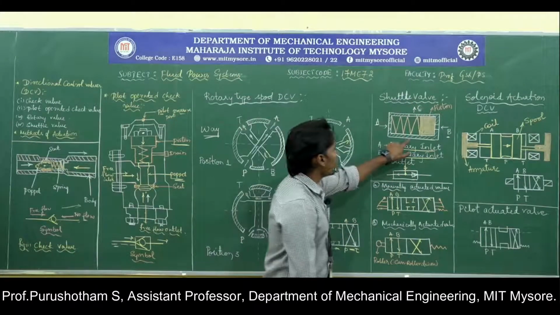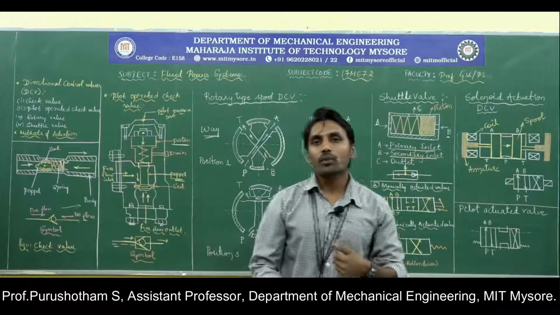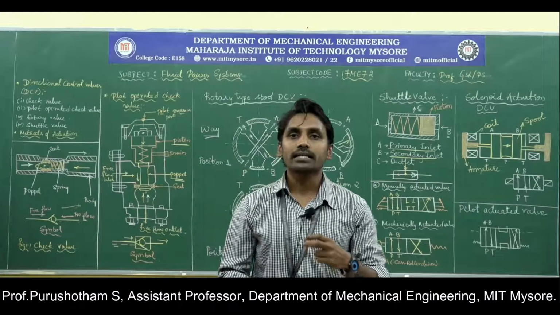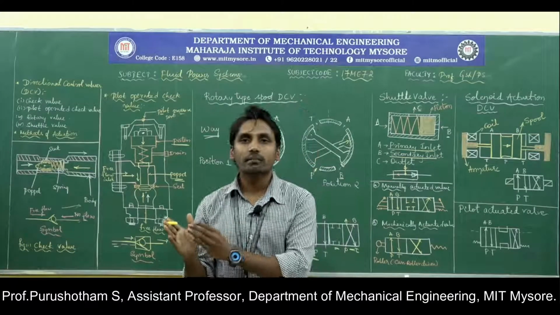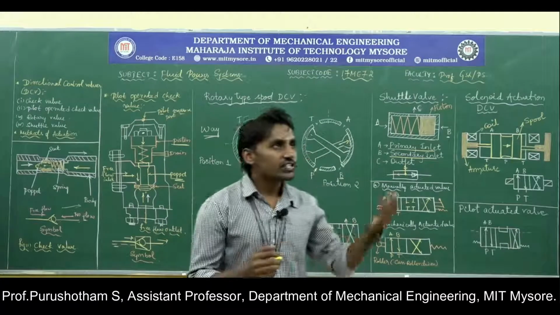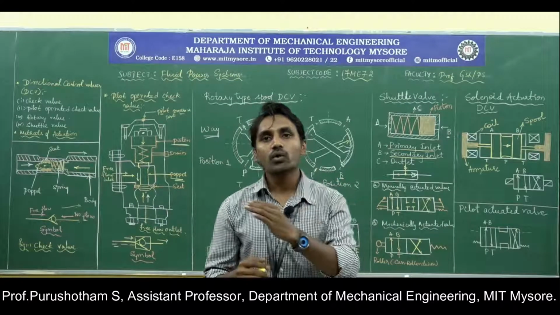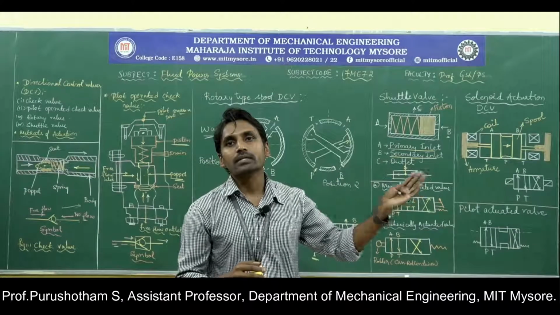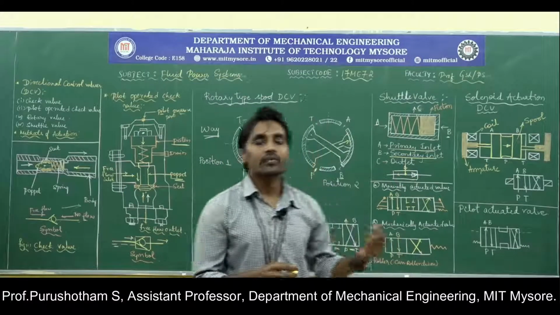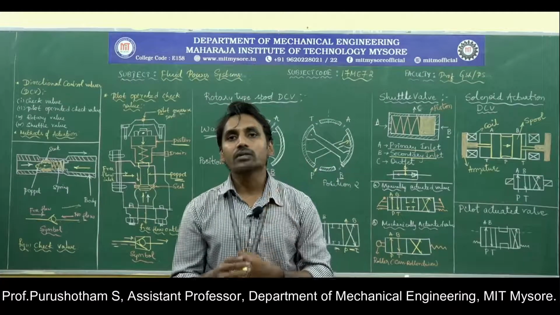These shuttle valves are used for emergency devices, for safety purposes. If the main power supply is shut down due to some malfunctioning, then the shuttle valve is used to shift the fluid flow from the main power supply to the secondary power supply. Here we are using two power supplies on either side of the valve.